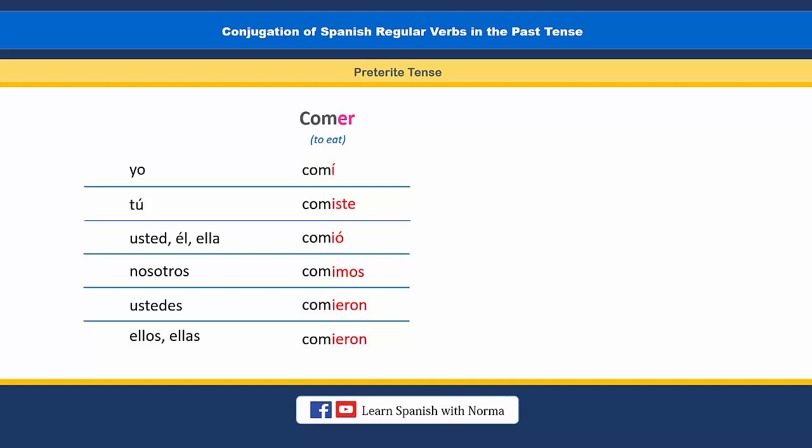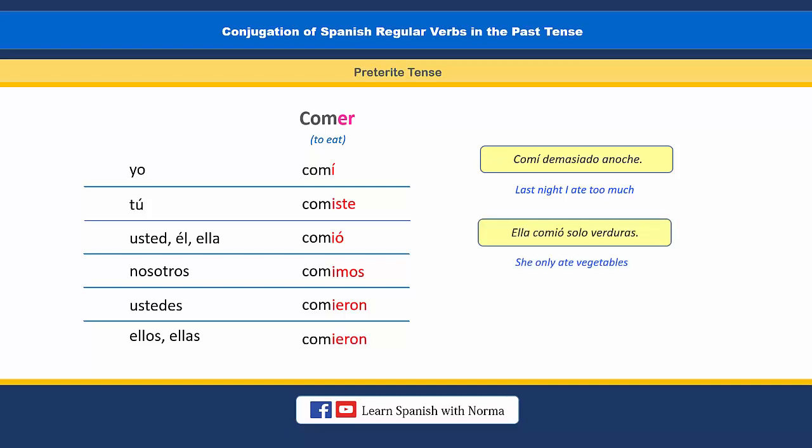Now, let's see some example sentences. Comí demasiado anoche. Ella comió solo verduras. Ayer comimos pizza.